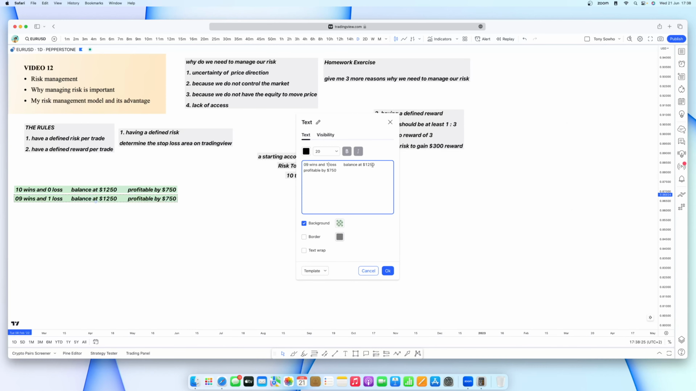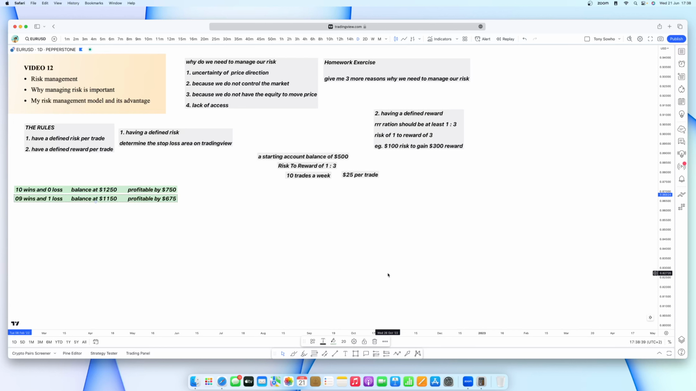So balance of 1,150. Profitable by 675. You see it now? Even though you took 1 loss and the other trades were wins, you were still very, very profitable. I mean, you more than doubled your account here.